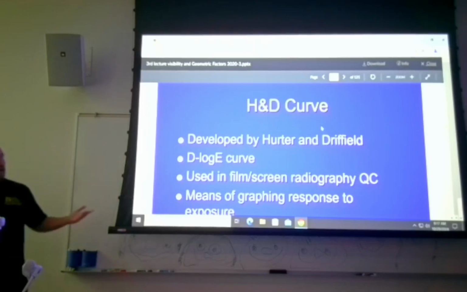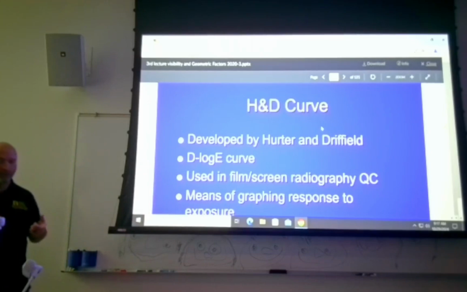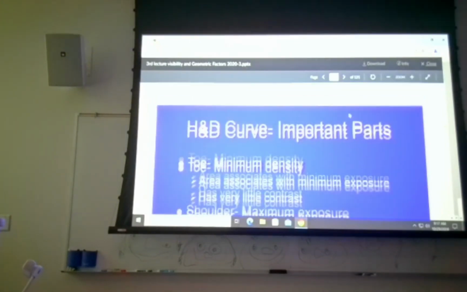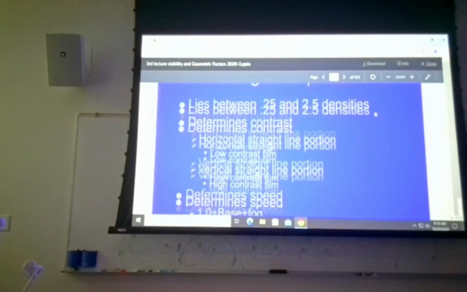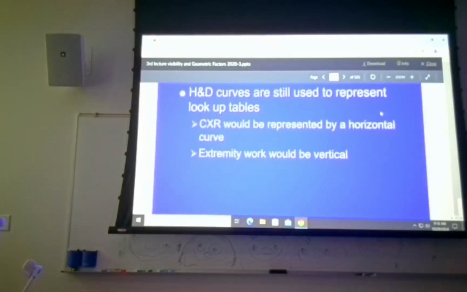So in a lot of cases, they'll still use the H&D curve as a visual representation of what that computer algorithm is supposed to give us, high contrast versus low contrast. Does that make sense? Nice and straight line portion. We're not going to run through the numbers.